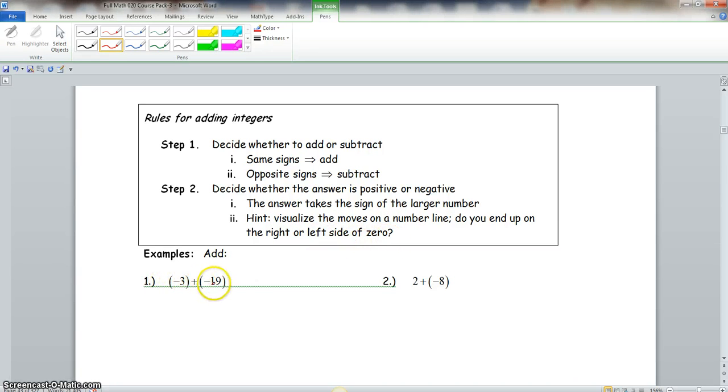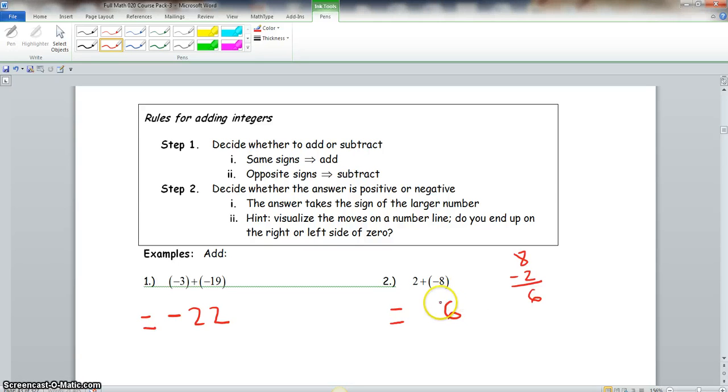Do you end up on the right or left of 0? So we add negative 3 plus negative 19. If we have the same signs, we add them. So 3 and 19 we know is 22, and we also keep their sign. Okay, number 2. We have 2 plus a negative 8. First of all, we're going to subtract this. Now, it doesn't matter which one has the negative sign. Let's just do regular subtraction. If we do 8 minus 2, that gives us 6, right? So we know our final answer is going to be 6.